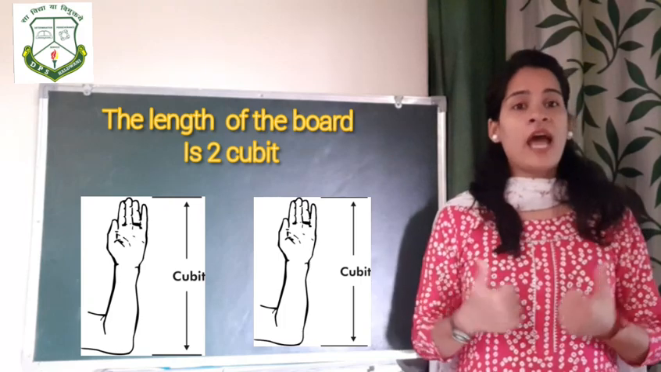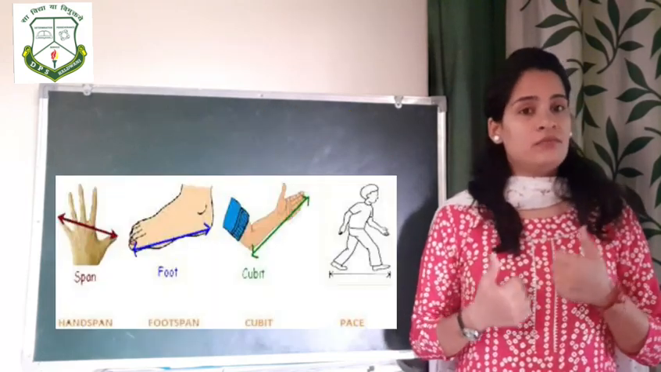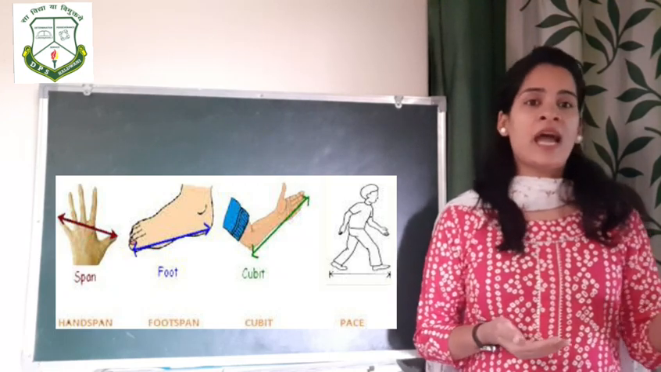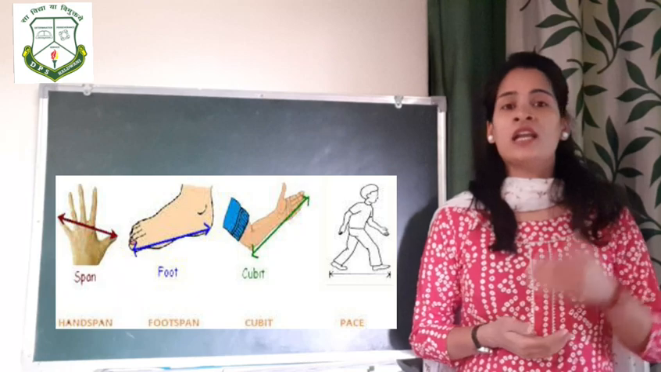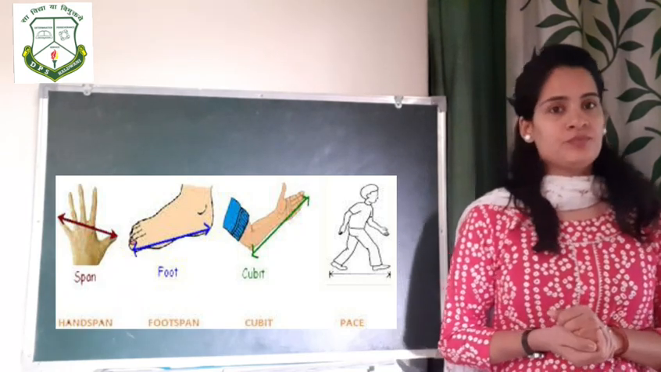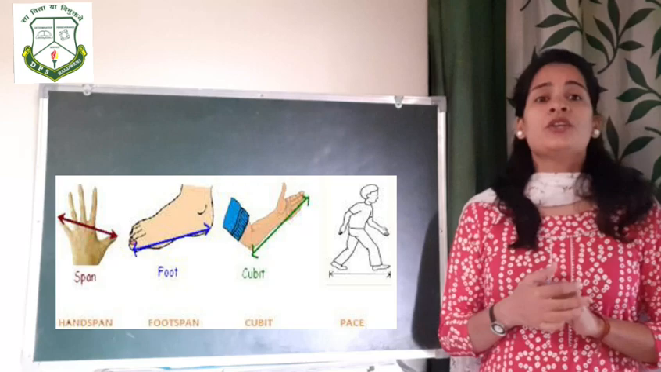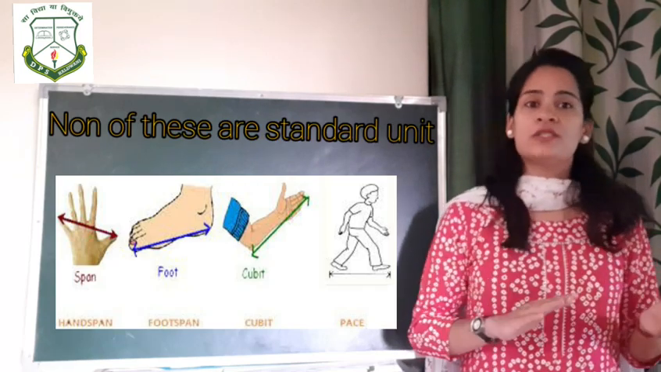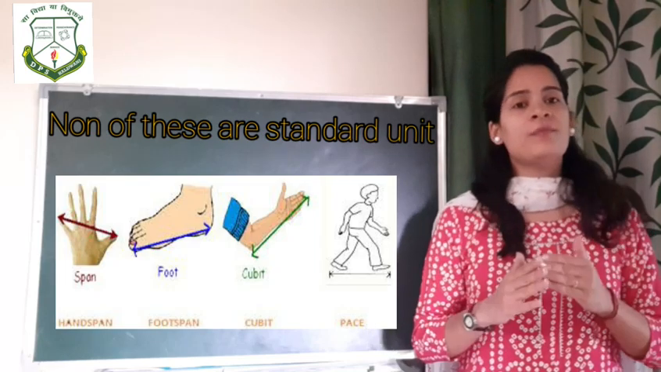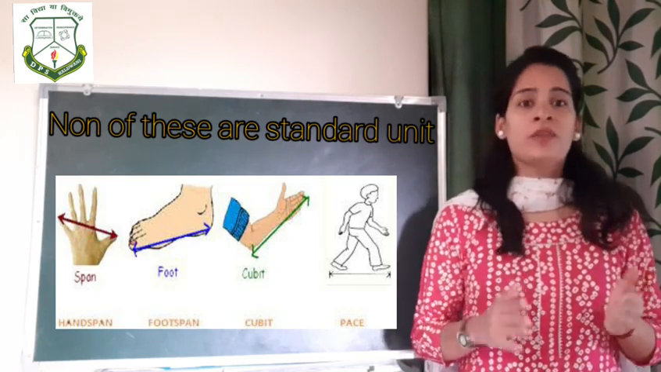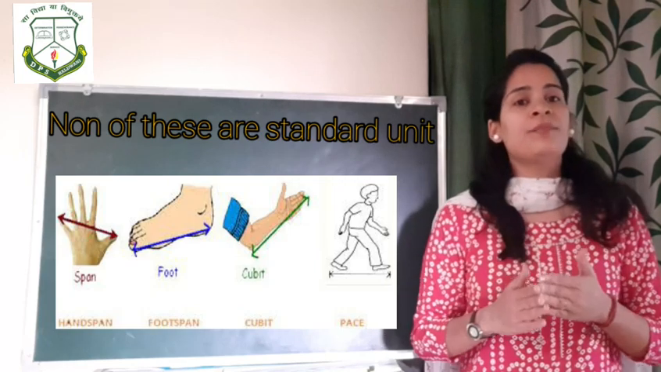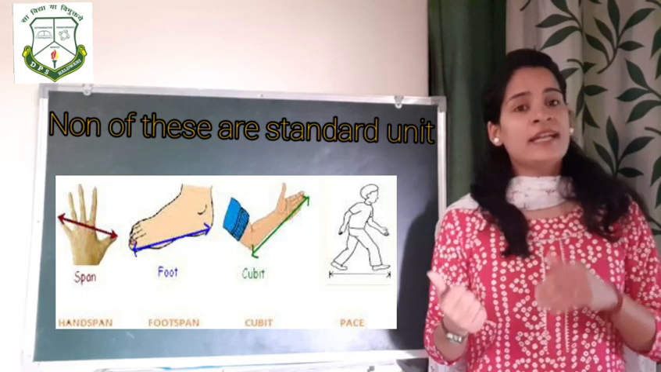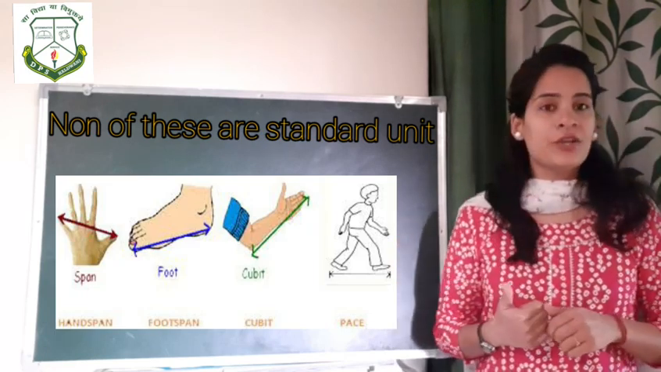Earlier people did not have measuring equipment. That is why they used their hands, fingers and feet to measure the length of an object. But none of these units are standard units, because they vary from person to person, since each person has a different body shape. If I have a long hand, that doesn't mean everybody has the same size of hand. That is why these are not standard units.